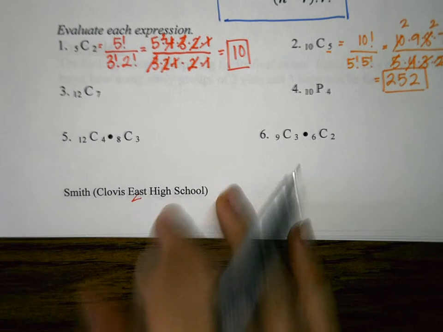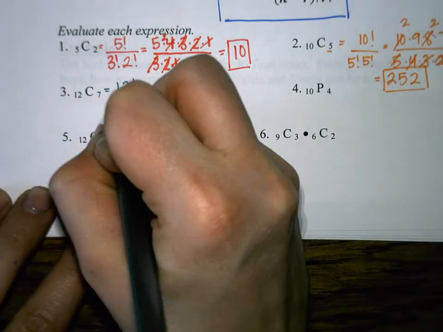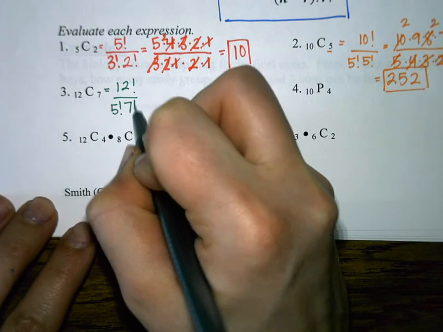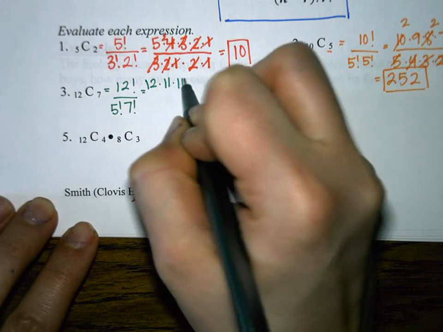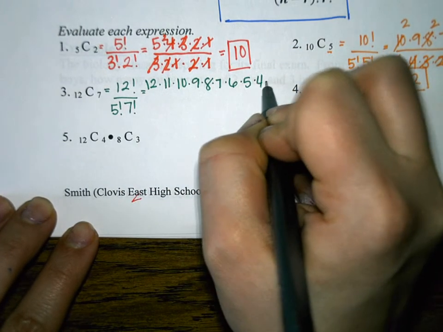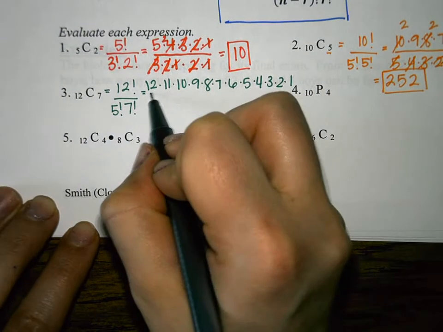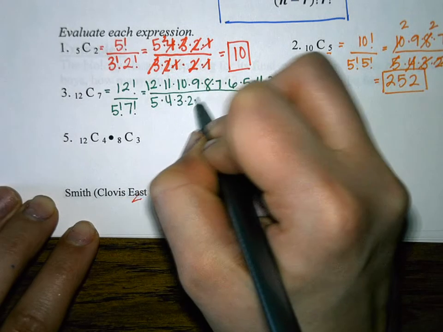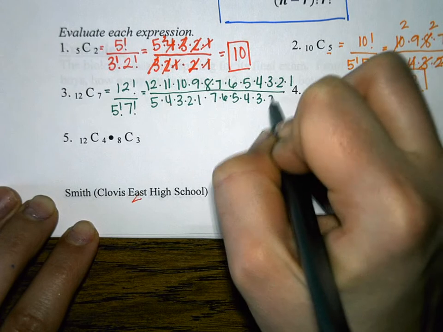Number 3, 12 combination 7. So this is going to be 12 factorial over 12 minus 7, which is 5 factorial, times 7 factorial. So that's going to be 12, 11, 10, 9, 8, 7, 6, 5, 4, 3, 2, 1, all the way over 5, 4, 3, 2, 1 times 7, 6, 5, 4, 3, 2, 1.